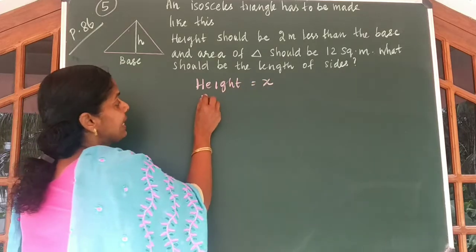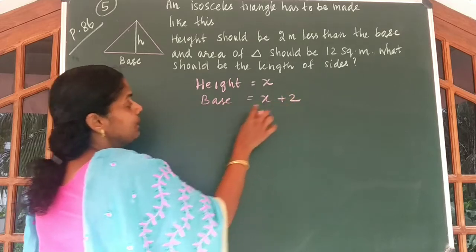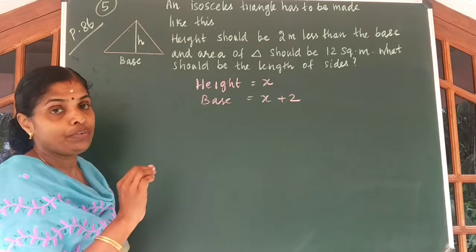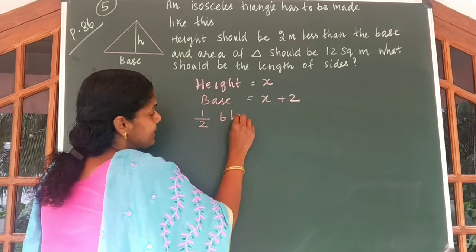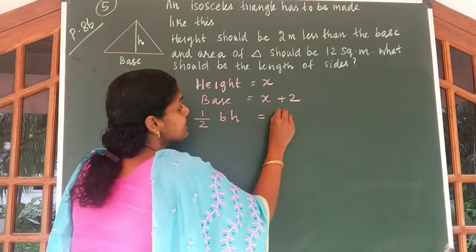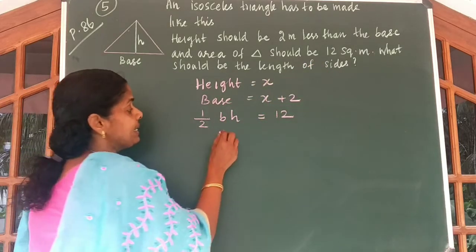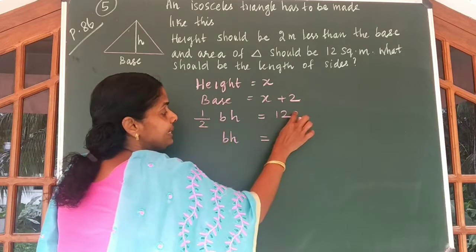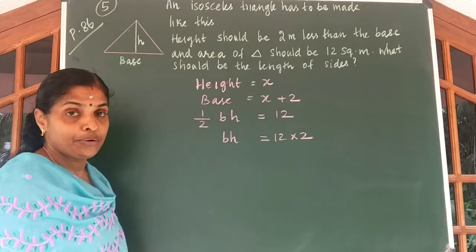Then we can write base is equal to x plus 2. Base is 2 more than height. Now we know formula to find area of a triangle to be equal to half BH. Half BH is given to be equal to 12. In the next step we can write BH is equal to, take this 2 to the other side, you get 12 into 2 which is equal to 24.